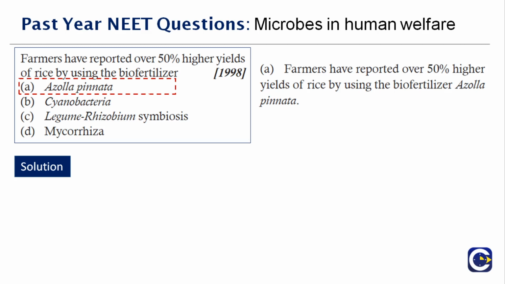Azolla, we just now discussed it to be an aquatic fern. It is also called the mosquito fern. It has a lot of abilities. It can fix nitrogen. It is a good biofertilizer. So many we saw. Once again, it's a repeated question. I think you don't need much explanation as the question is direct and you have the answer there.